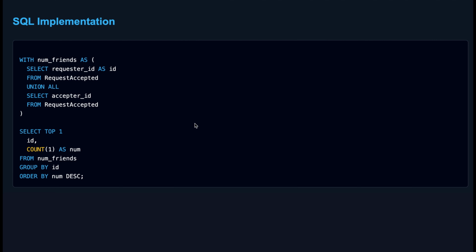And now as we can see, user 3 has the highest number of friends, which is 3, right? So that is going to be our output.